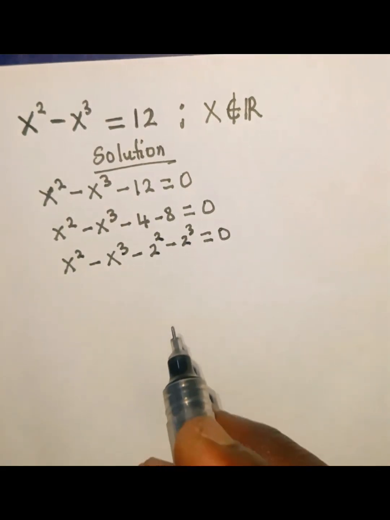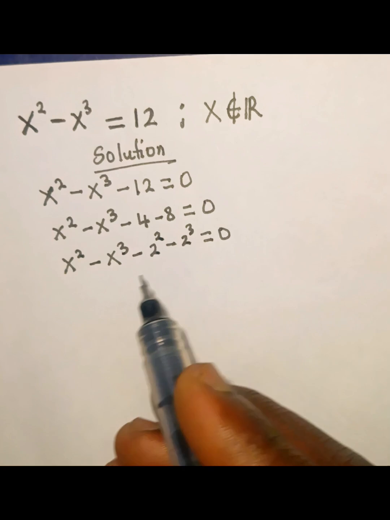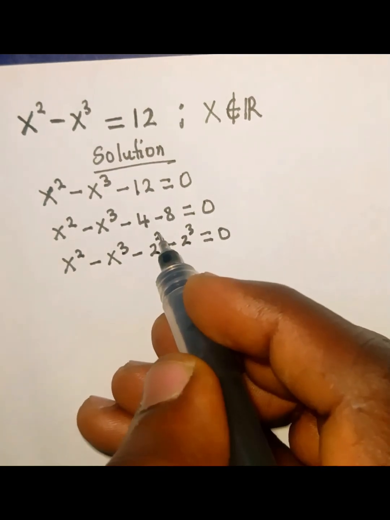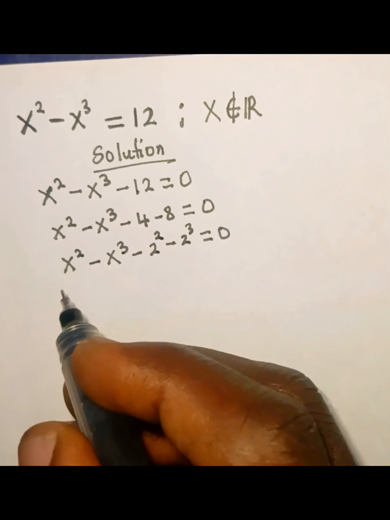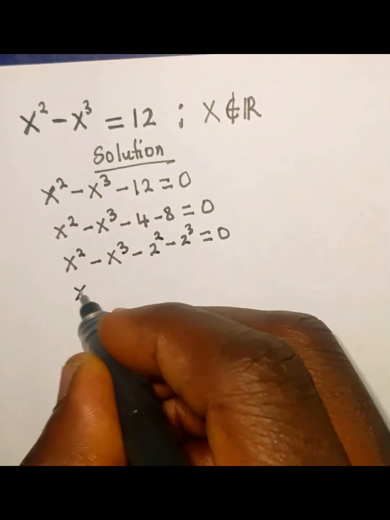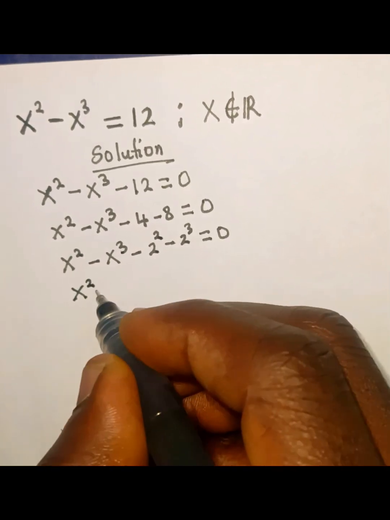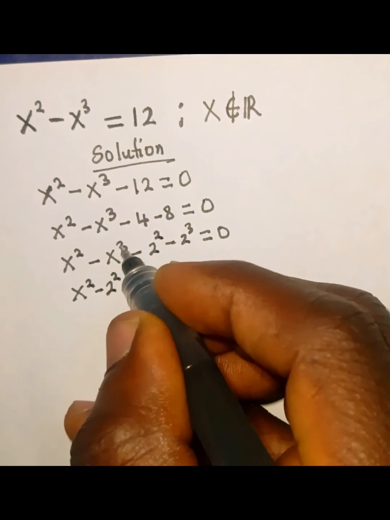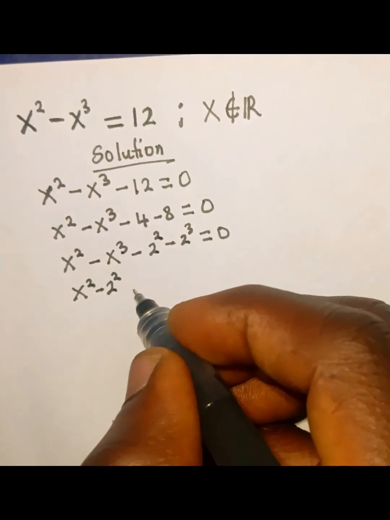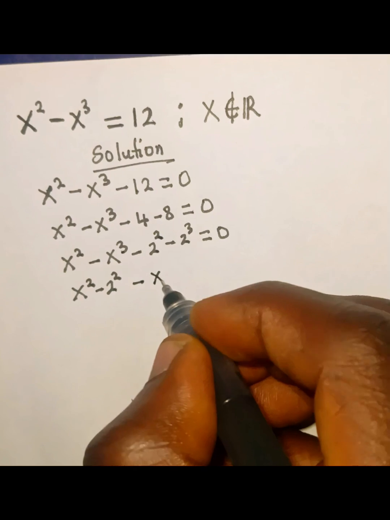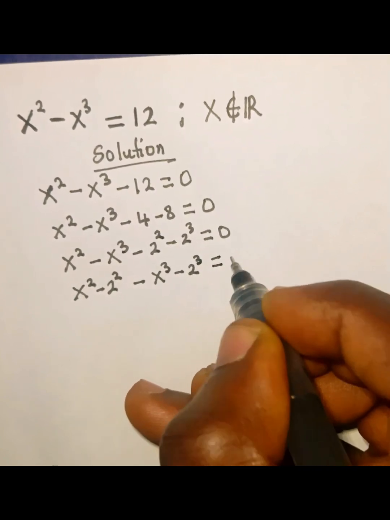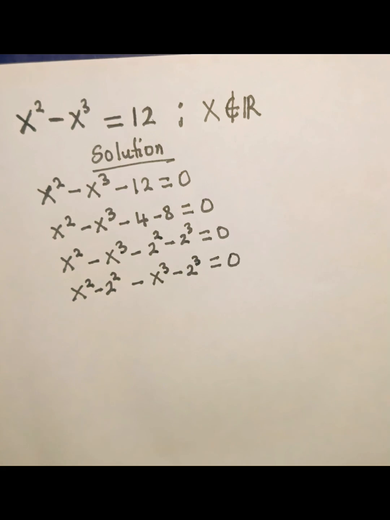Now, the next thing we're going to do is to combine the like terms with the same power. As you can see, this 2 is power 2 and this x is to power 2. We can bring them together. So we have x to power 2, then minus 2 to power 2, and also we combine this x to power 3 and 2 to power 3. So we have minus x to power 3, then minus 2 to the power of 3. So everything will be equal to 0.